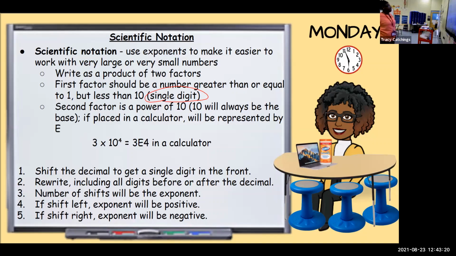It then told us if placed in a calculator, it will be represented with an E. And I gave us an example: 3 times 10 to the 4. We put that in the calculator, we may see 3E4, which is still the same as saying 3 times 10 to the 4. All right, at the bottom, I gave us some steps on how we would move numbers in scientific notation.